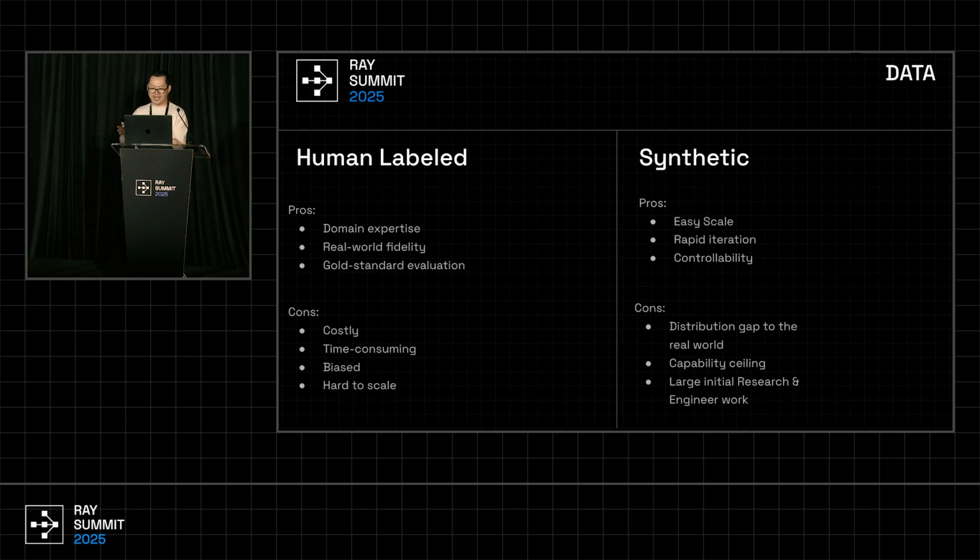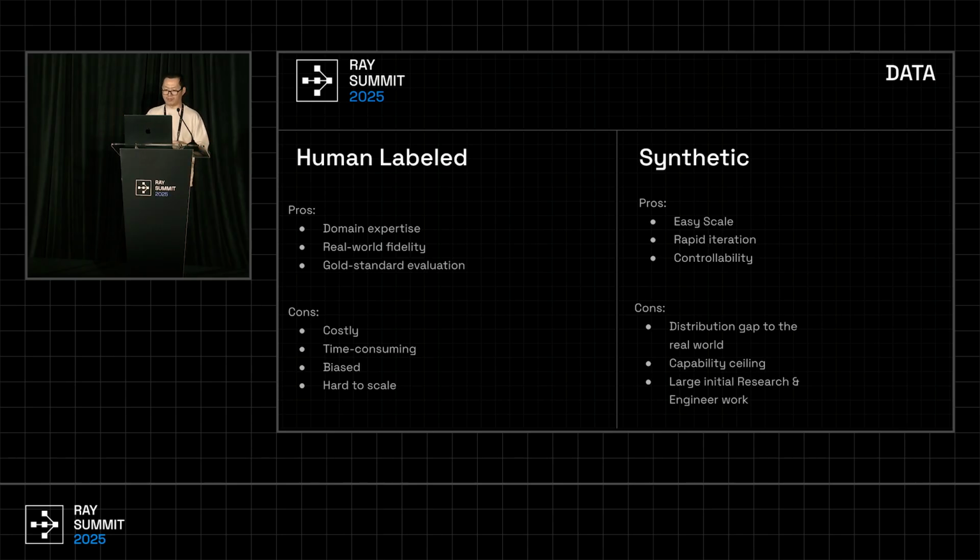On the synthetic data side, there are also pros and cons. Synthetic data is very easy to scale. As long as you have cheap resources, you can scale the synthetic data. And you can also iterate rapidly, because the researchers and engineers control this synthetic data. This is good: you control the recipe, you control the pipeline, you control the model.